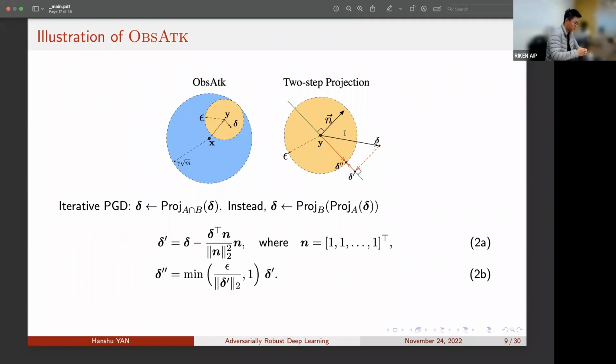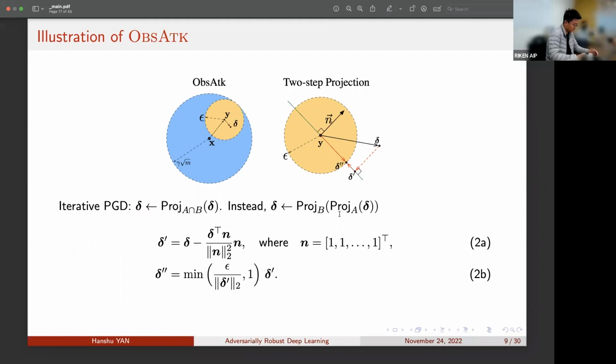To solve this problem, we propose to use a PGD-based method to solve this optimization problem. In the PGD-based method, the most critical step is to map the current optimization variables onto the feasible region, which is defined by the joint of the constraints A and B. But it is very hard to directly write the form of the projection. So here we propose a two-step projection, which means that we first project delta onto A, the zero mean plane. Then we scale the projection so that the norm of the perturbation will be bounded by epsilon.